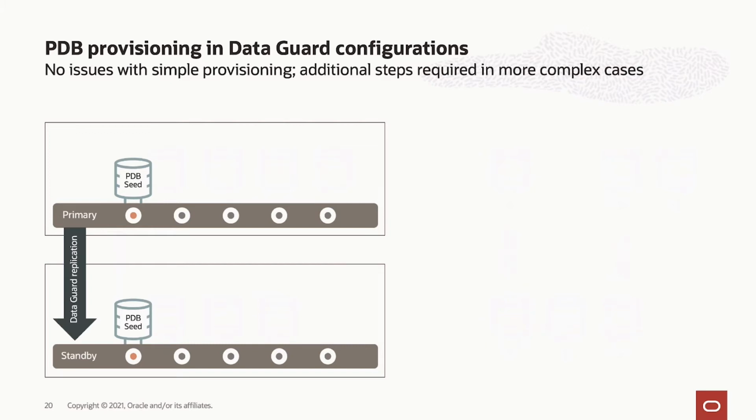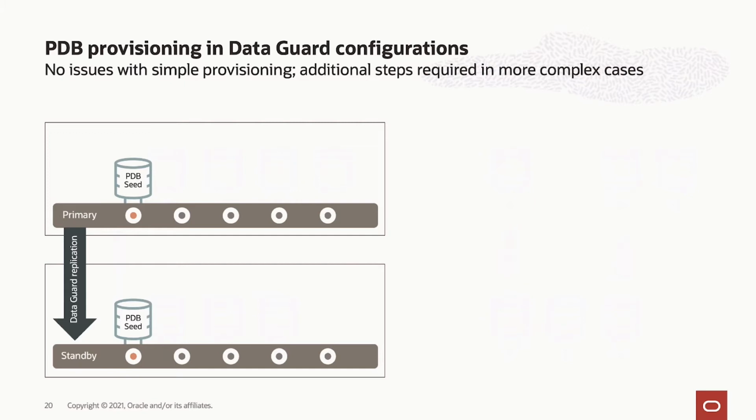Two of the most common provisioning operations, creating a new PDB from seed and creating a local cold clone, work absolutely fine with DataGuard. Let's walk through an illustration of this to understand what's going on. Here we see a high availability configuration with a primary CDB at the top and a standby CDB at the bottom, with replication managed by DataGuard.